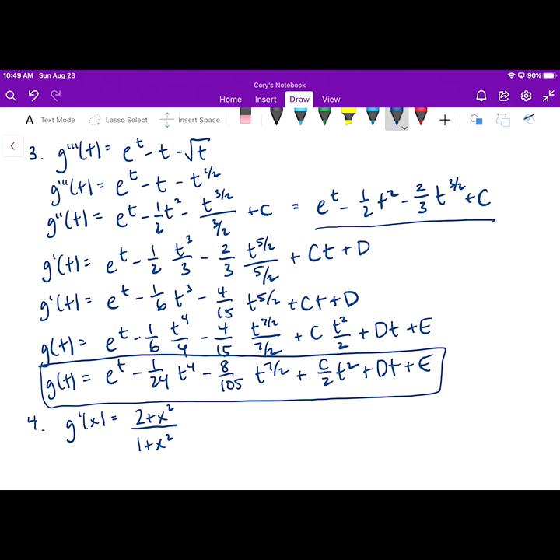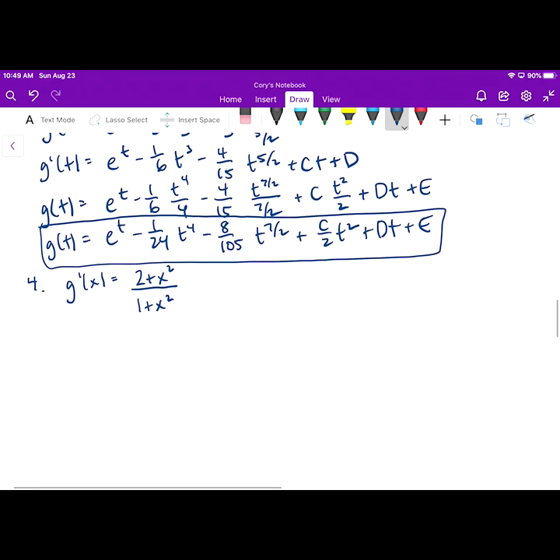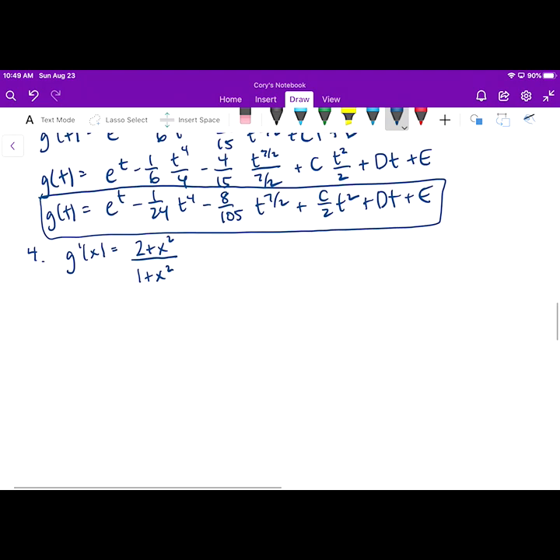Okay, I'm going to have you guys give 4 a try. So I want you to find g of x given that g prime is equal to 2 plus x squared over 1 plus x squared. So go ahead and pause the video, give this one a try, and then when you're done, turn it back on, and we'll talk about how to do it together.